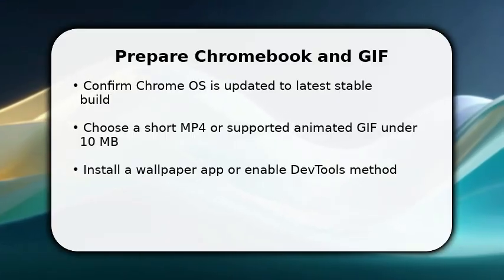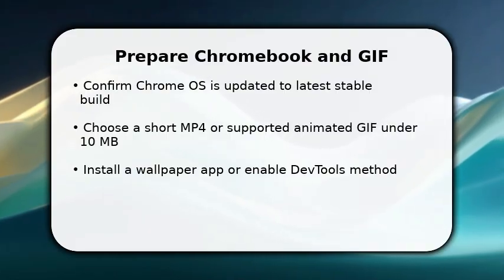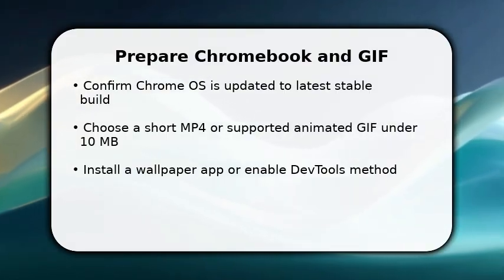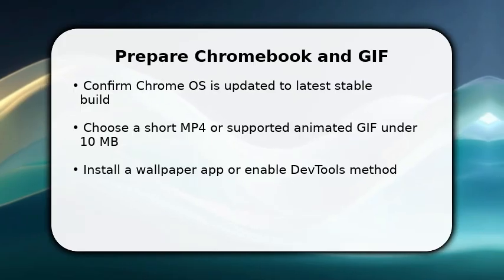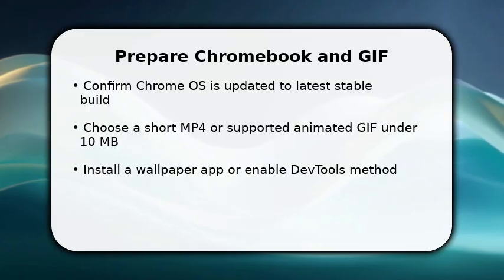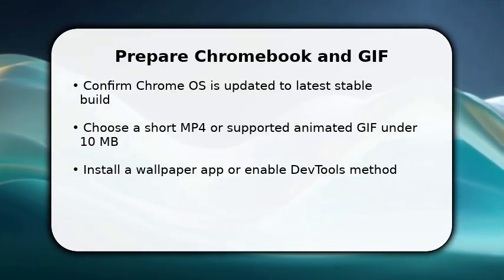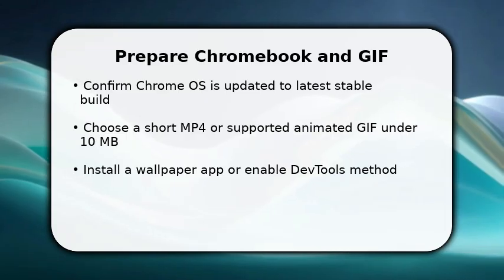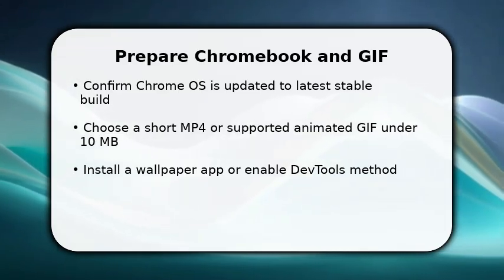You start by preparing the Chromebook and your GIF asset. Update Chrome OS, then pick a short loop or convert to MP4 if GIF lag. Smaller files play smoother. Once done, install an approved wallpaper app from the Play Store or enable the experimental DevTools method if you prefer manual control.